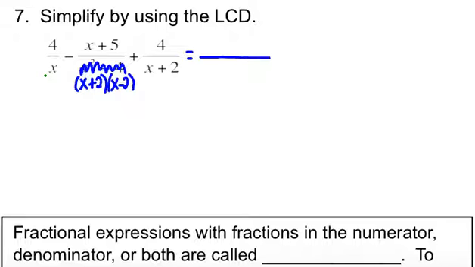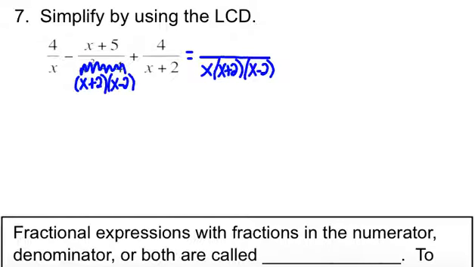So we need an x in our denominator. We need an x plus 2. We need an x minus 2. And then over here is an x plus 2. Ooh, we've already got an x plus 2, so we don't need to repeat that. Okay, so this is going to be our common denominator. One of everything, no repeats.